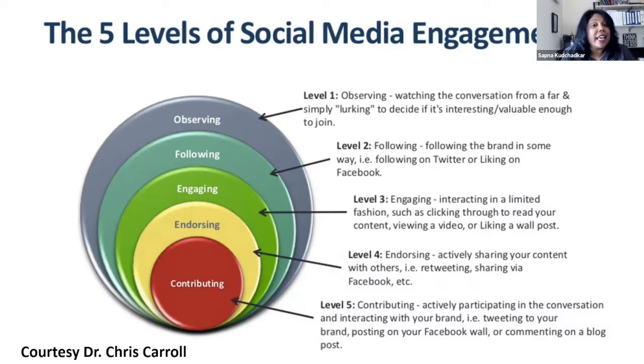Level 2 is starting to like things a bit, maybe retweeting things. Level 3 is engaging, starting to do some posting. Level 4 is actively sharing your content with others. And level 5 is actively contributing. So this is creating original content, posting a poll, asking a question, putting up a photo, tagging other people.